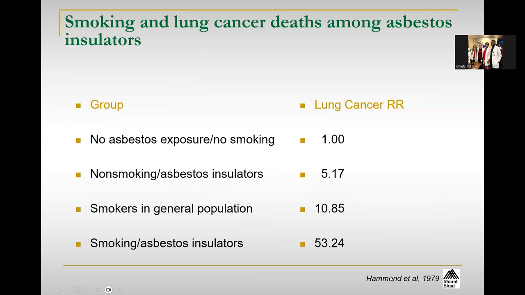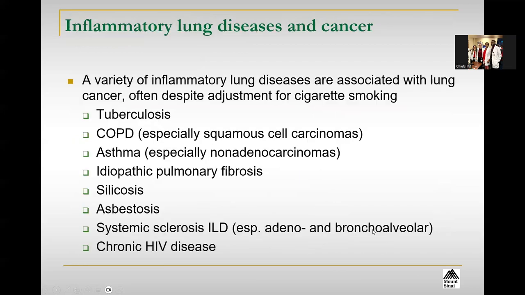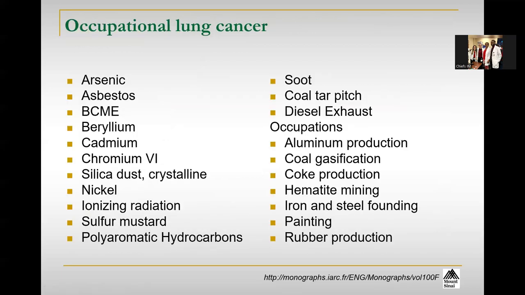These are classic numbers from Selikoff here at Mount Sinai, where asbestos increased the risk of lung cancer by 5 in the absence of tobacco. Tobacco in the absence of asbestos increases the incidence by about 10 or 11. And when the two of them are combined, it is the cross product, that is the classic synergism in epidemiological terms. So here are the causes of occupational lung cancer.